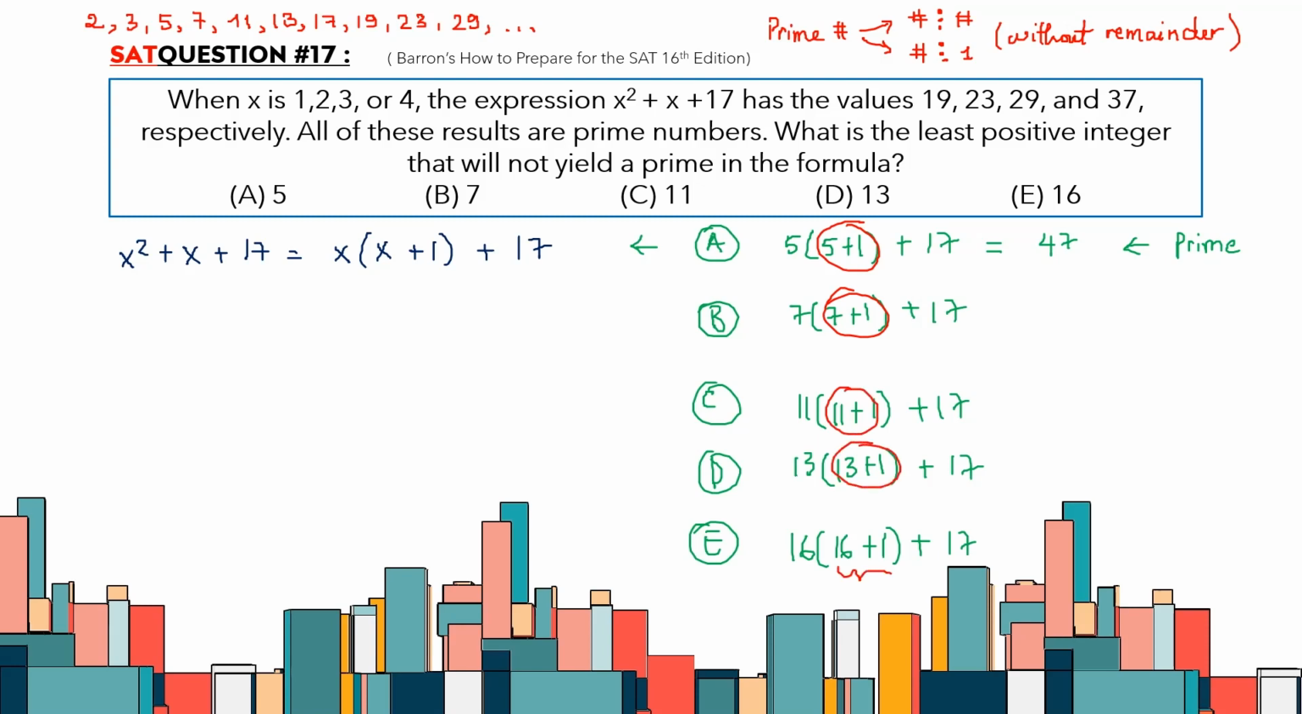This one is 17, and we can write that as 17 times 16 plus 1. So that's the same thing as 17 times 17.